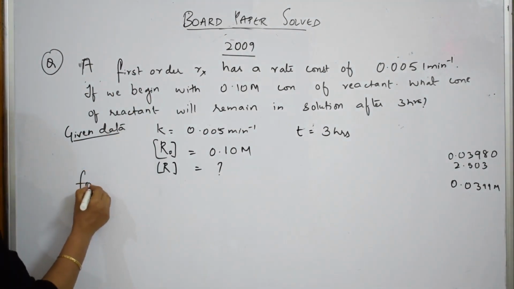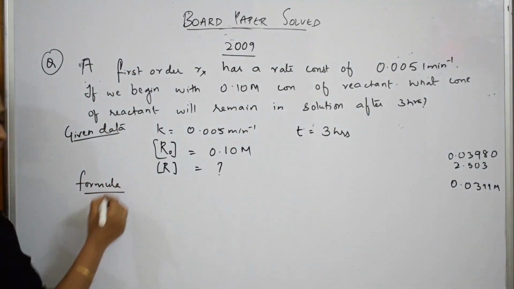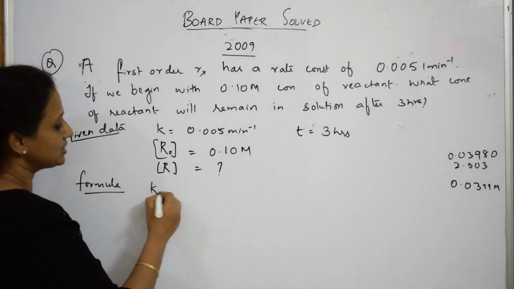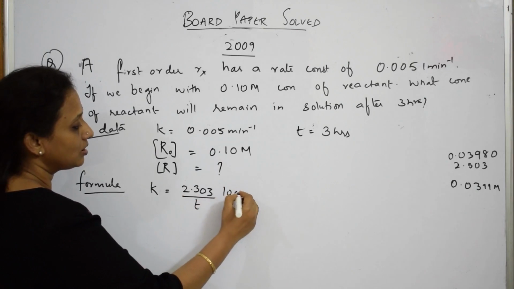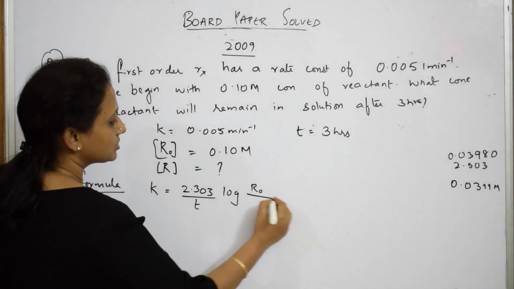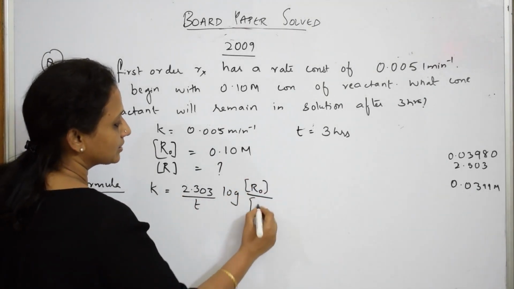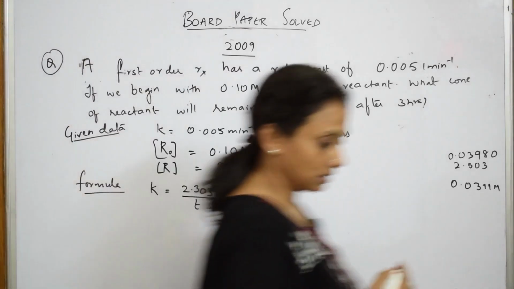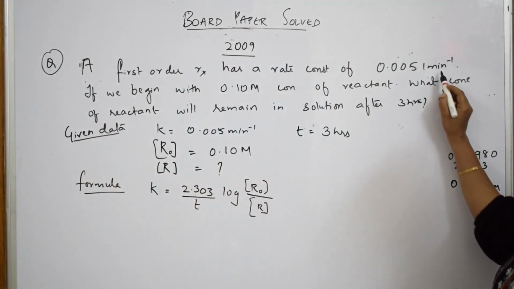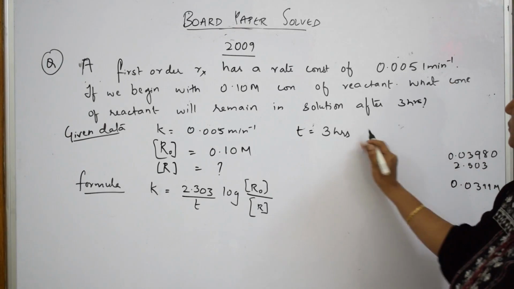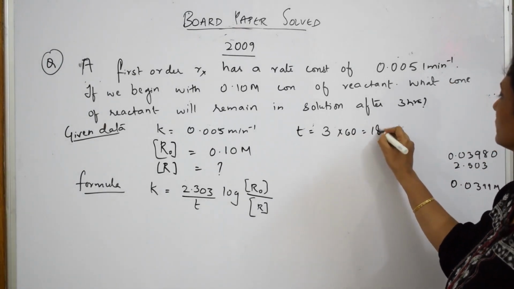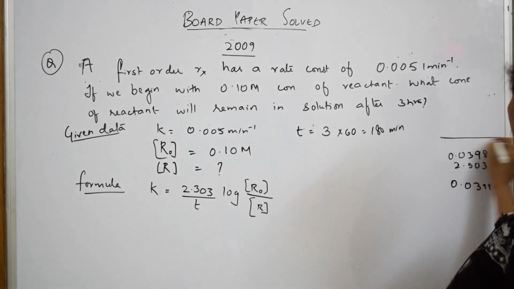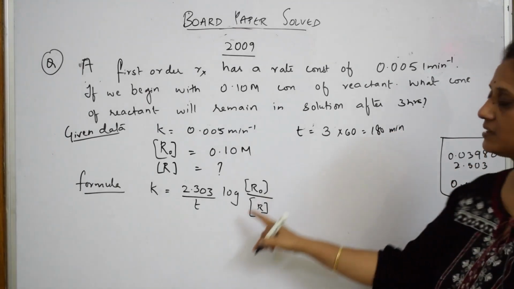Let us write the formula for this particular thing. For the first order rate equation, the formula is K is equal to 2.303 by t log of R naught concentration by R. Now, this is in minutes, this is in hours. So multiply by 60, and you get this also in minutes, 180 minutes. Done. This is over.